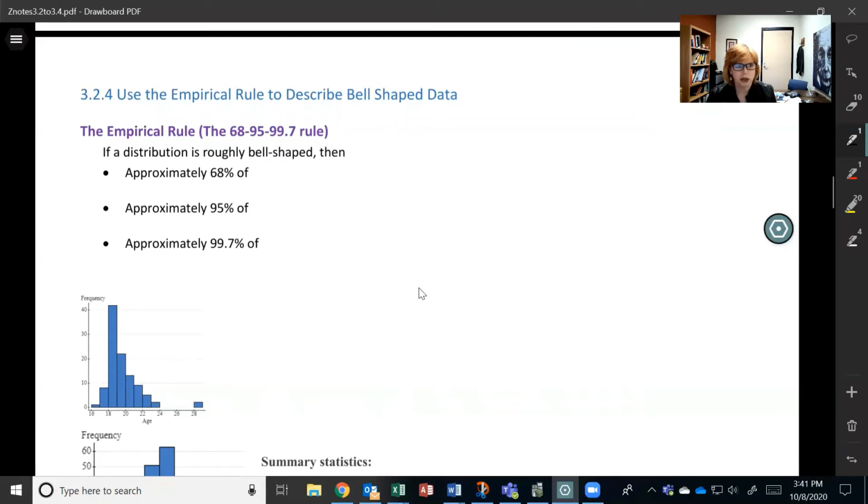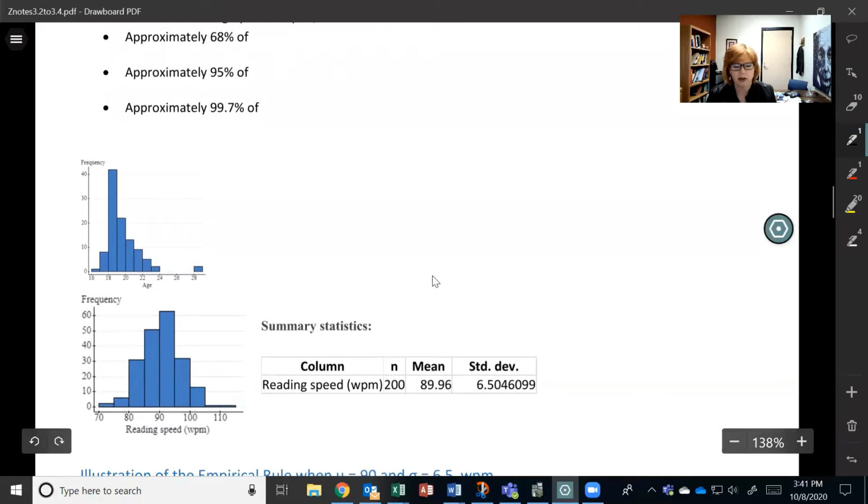We have this rule. It's an empirical rule to describe bell-shaped data. Now, I included these two histograms. This is the histogram of all the ages, not just those who declared and those who didn't, but here you go. So I would describe this. This is unimodal. It has one mode.